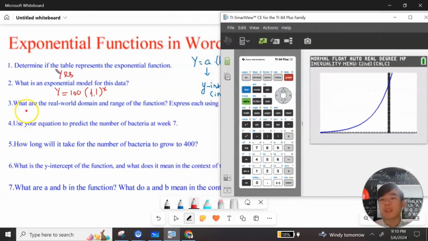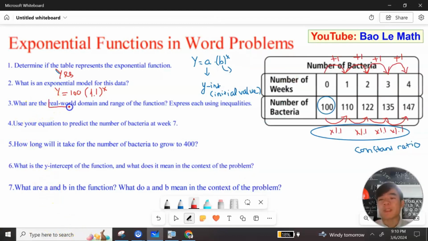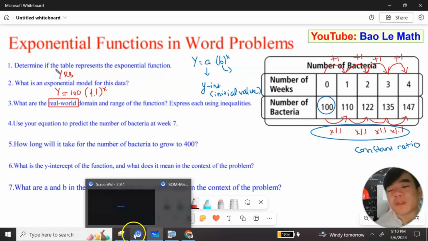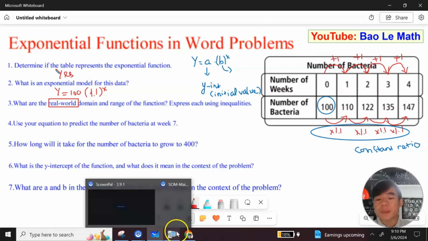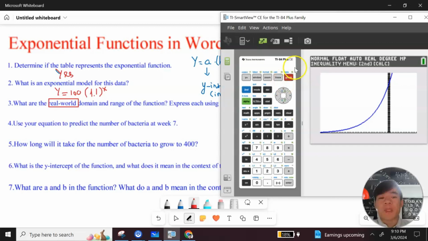Now, question number 3. What are the real-world domain and range? Here's really important information. Real world means it's the realistic domain and range of this function. It's not always negative infinity to positive infinity in a real-world problem. It must be realistic. So we look at the graph.